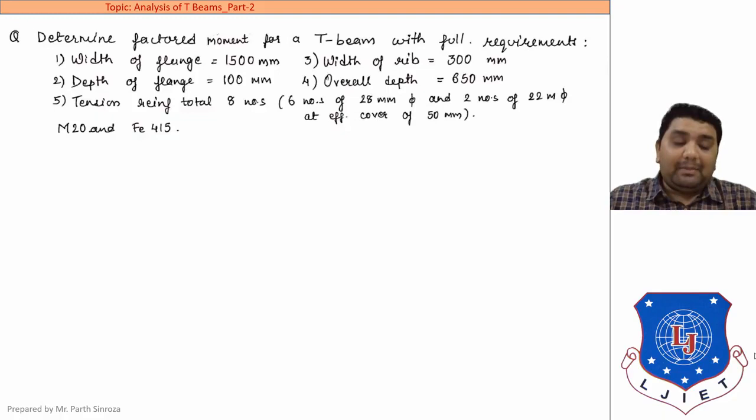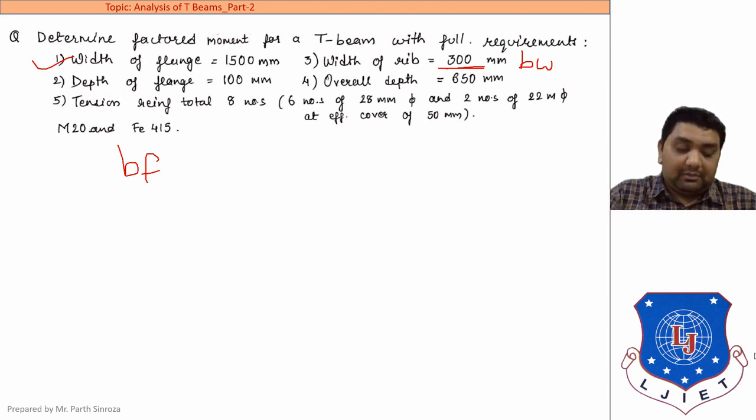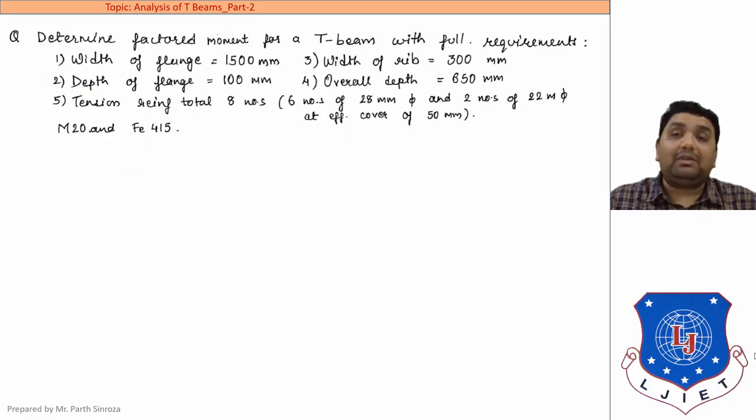The question is, determine the factored moment, that is Mu, for a T-beam having the following requirements. The width of flange is given as 1500 mm, that is BF. Width of rib, that is web, so width of web is given as 300, that is our BW. Depth of flange, that is our DF, is given as 100 mm, and the overall depth, that is capital D, is given as 650 mm.